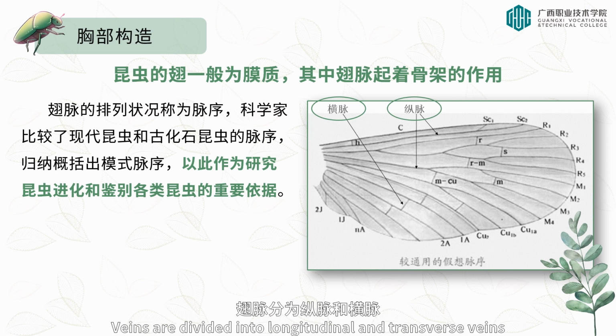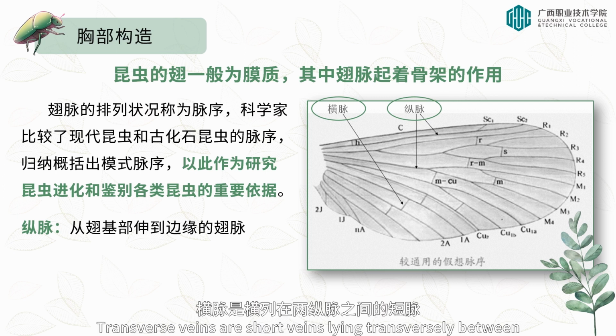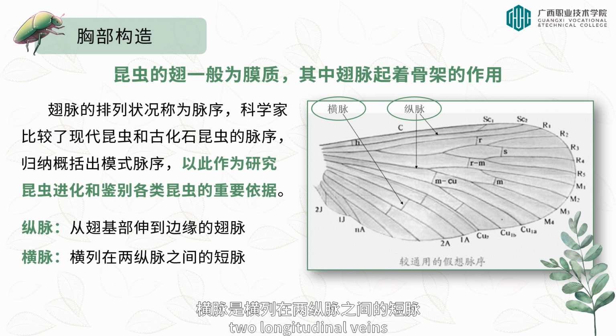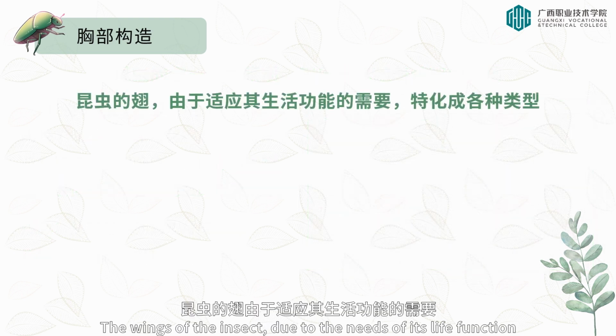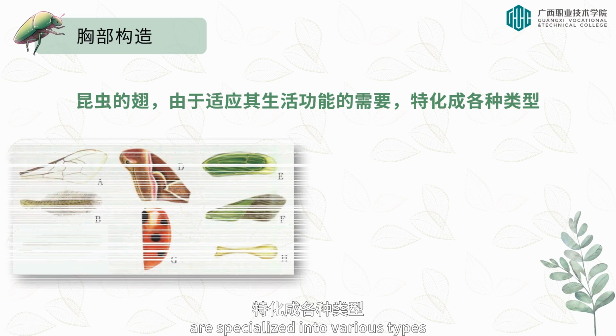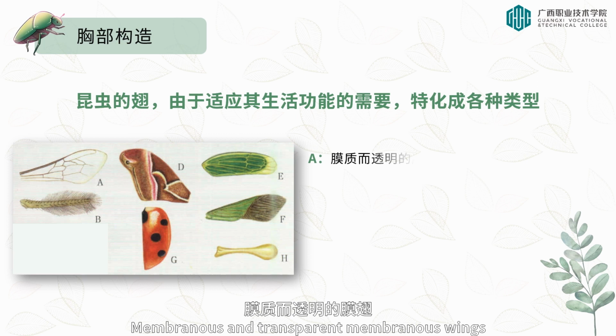Veins are divided into longitudinal and transverse veins. Longitudinal veins are the veins of the wings extending from the base to the margin. Transverse veins are short veins lying transversely between 2 longitudinal veins. The wings of the insect, due to the needs of its life function, are specialized into various types. They mainly include membranous and transparent membranous wings.